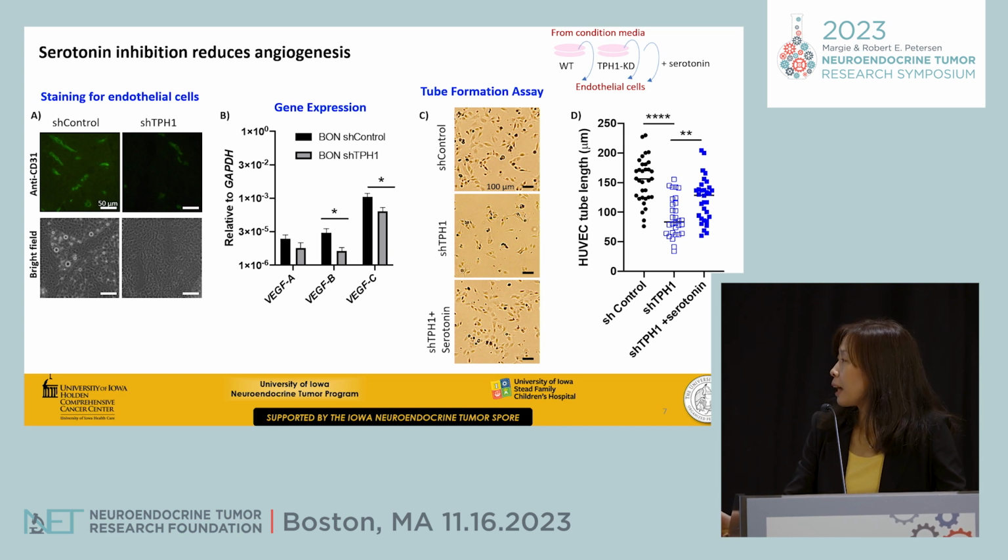There was also a reduction in VEGF A, B, and C at the gene expression level. And then we performed a conditioned media experiment, where we took conditioned media from either wild type tumor cells or the ones with a TPH1 knockdown. The media from the cells with less serotonin actually impaired growth and connectivity of the endothelial cells. And this phenotype can be rescued by pipetting serotonin back into that conditioned media.